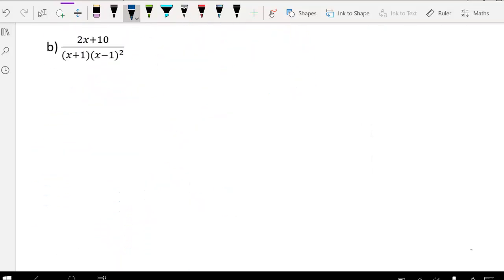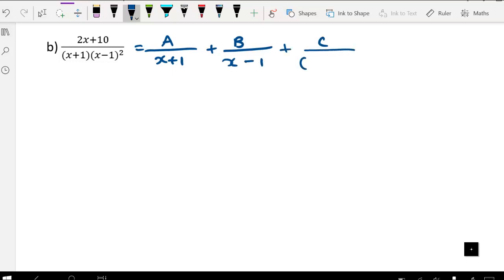Okay, when we look at the second example, we have this one as A over x plus 1, B over x take 1, and C over x take 1 squared. We want to get the same denominator as this side. So that means we need to multiply A by x take 1 squared. So to make it x minus 1, x take 1 squared, we need to multiply B by both x take 1 and x plus 1.